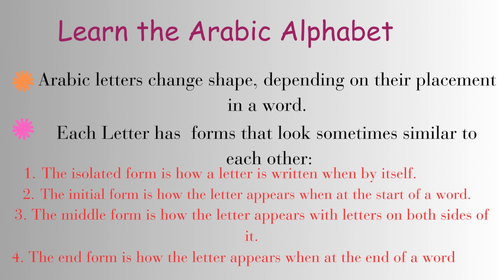Arabic letters change shape depending on their placement in a word. Each letter has forms that sometimes look similar to each other. The isolated form is how a letter is written when by itself. The initial form is how the letter appears when at the start of a word. The middle form is how the letter appears with letters on both sides of it. The end form is how the letter appears when at the end of a word.